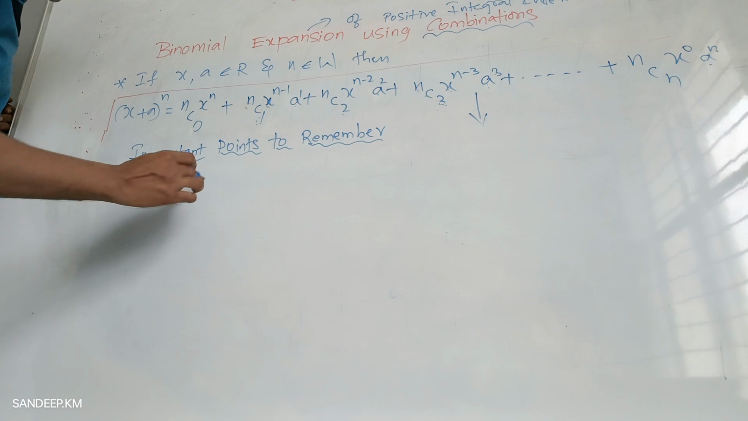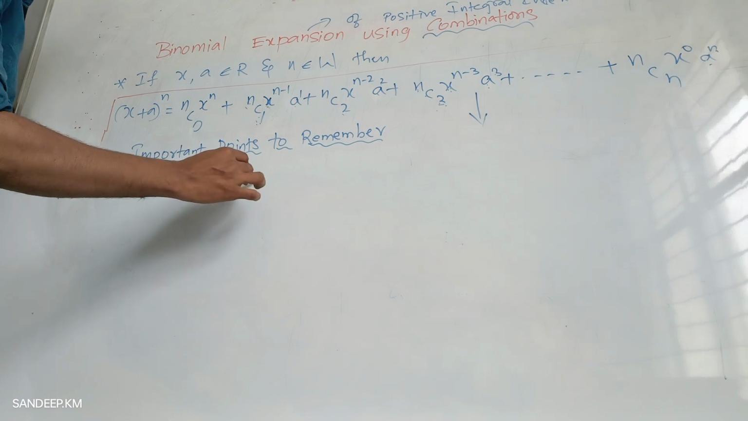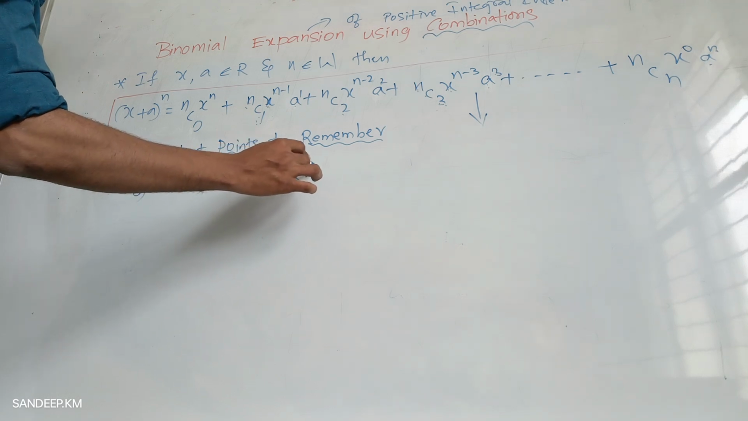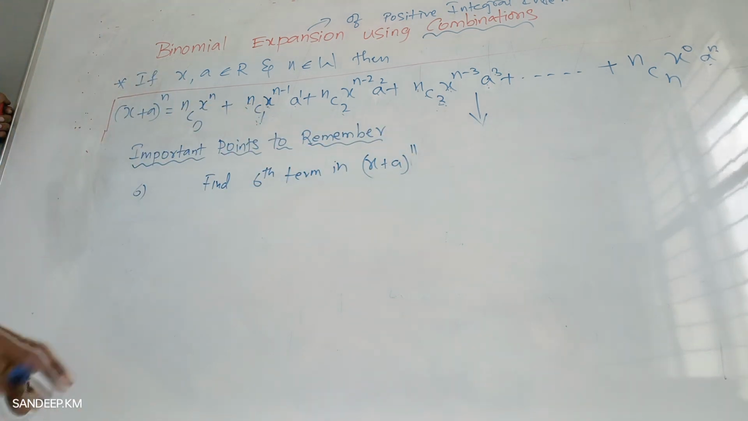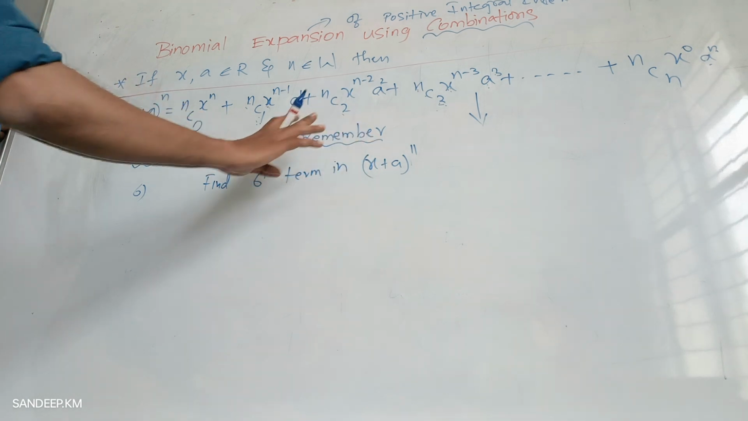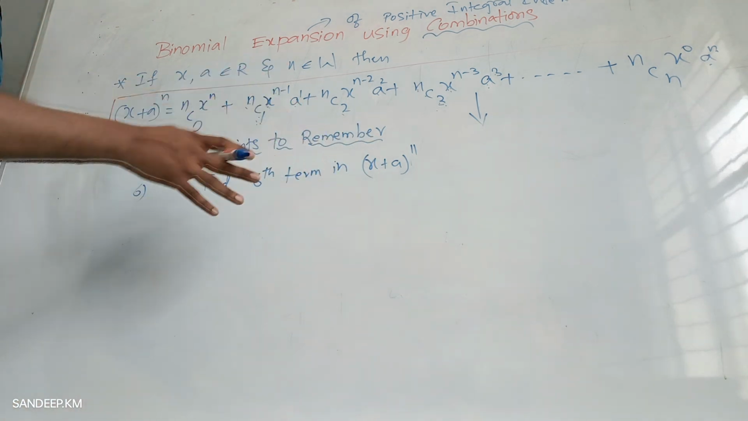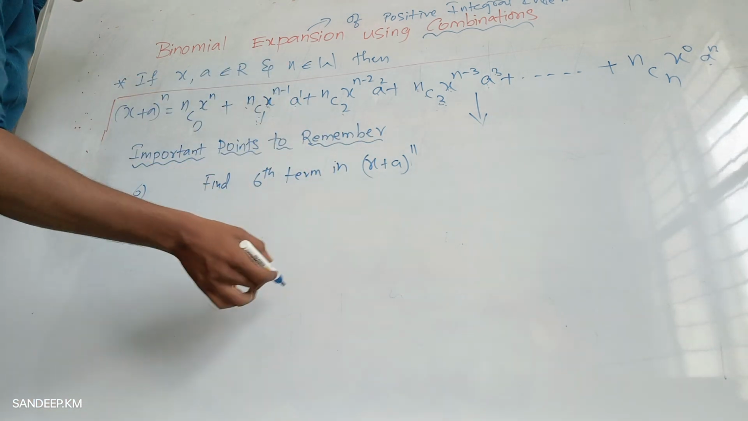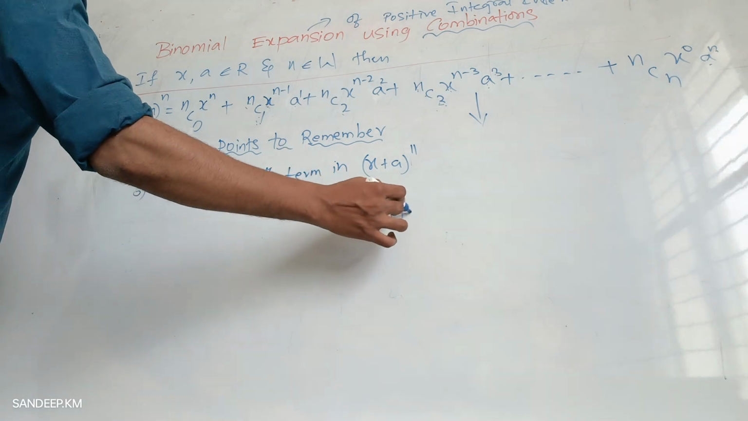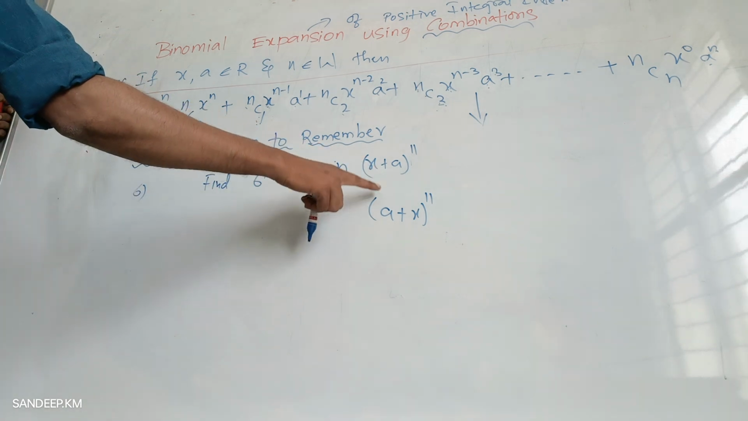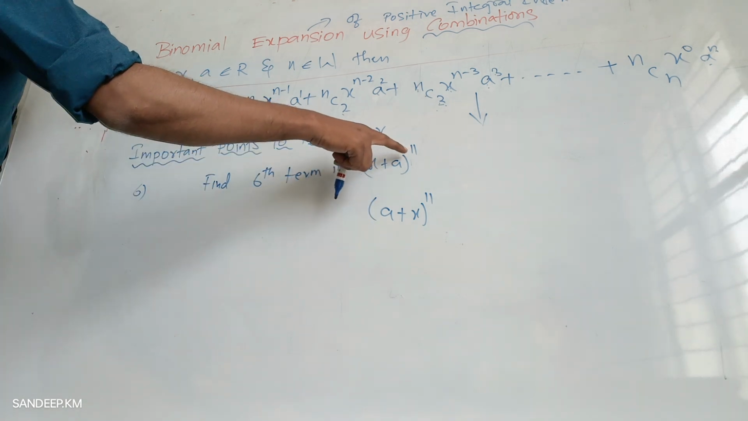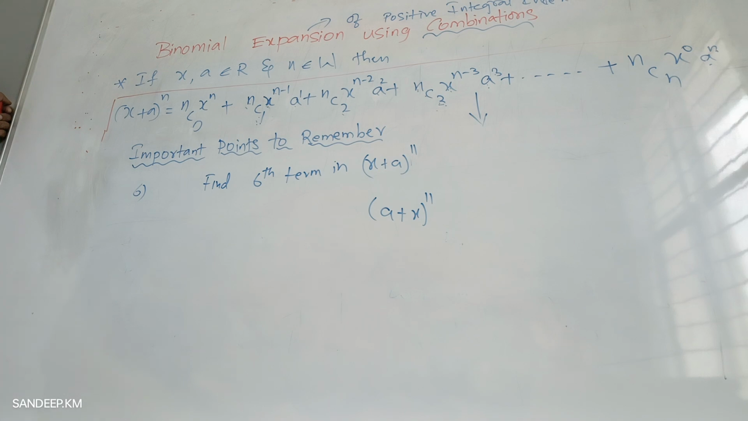Next point, sixth point, the common mistake students make. If the question is like find the sixth term in the expansion x plus a whole power 11, what some of the students will do is, they will find the sixth term in a plus x whole power 11. And they will say that, sir, these two are the same only, x plus a whole power 11 is the same as a plus x whole power 11.